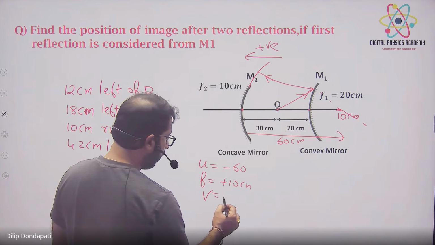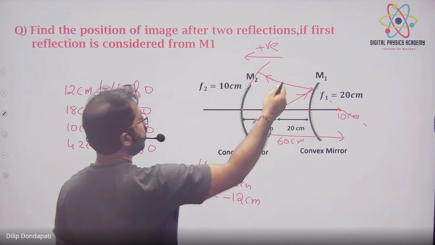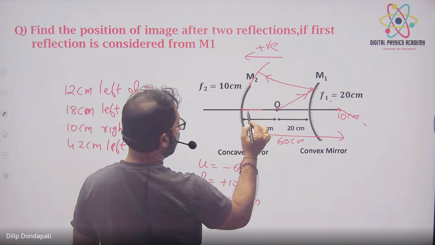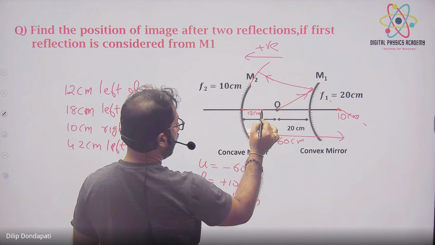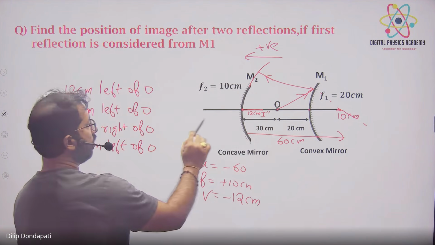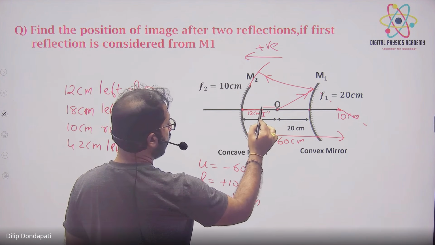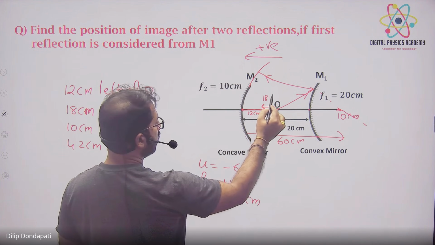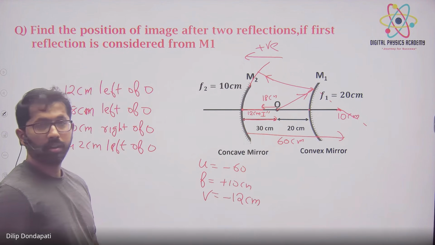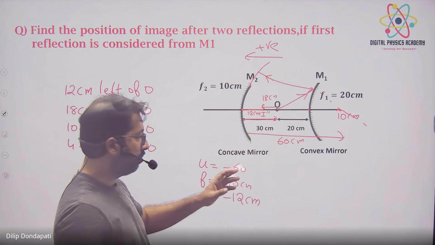Yes, 120. 120 minus 12, okay. Minus 12 centimeters means this direction is taken as positive, right? Minus 12 means this direction. So it will say the image I double dash is formed 12 centimeters away. He is asking 18 centimeters left, so see how far it is. Then he will mention in the options from where to measure.